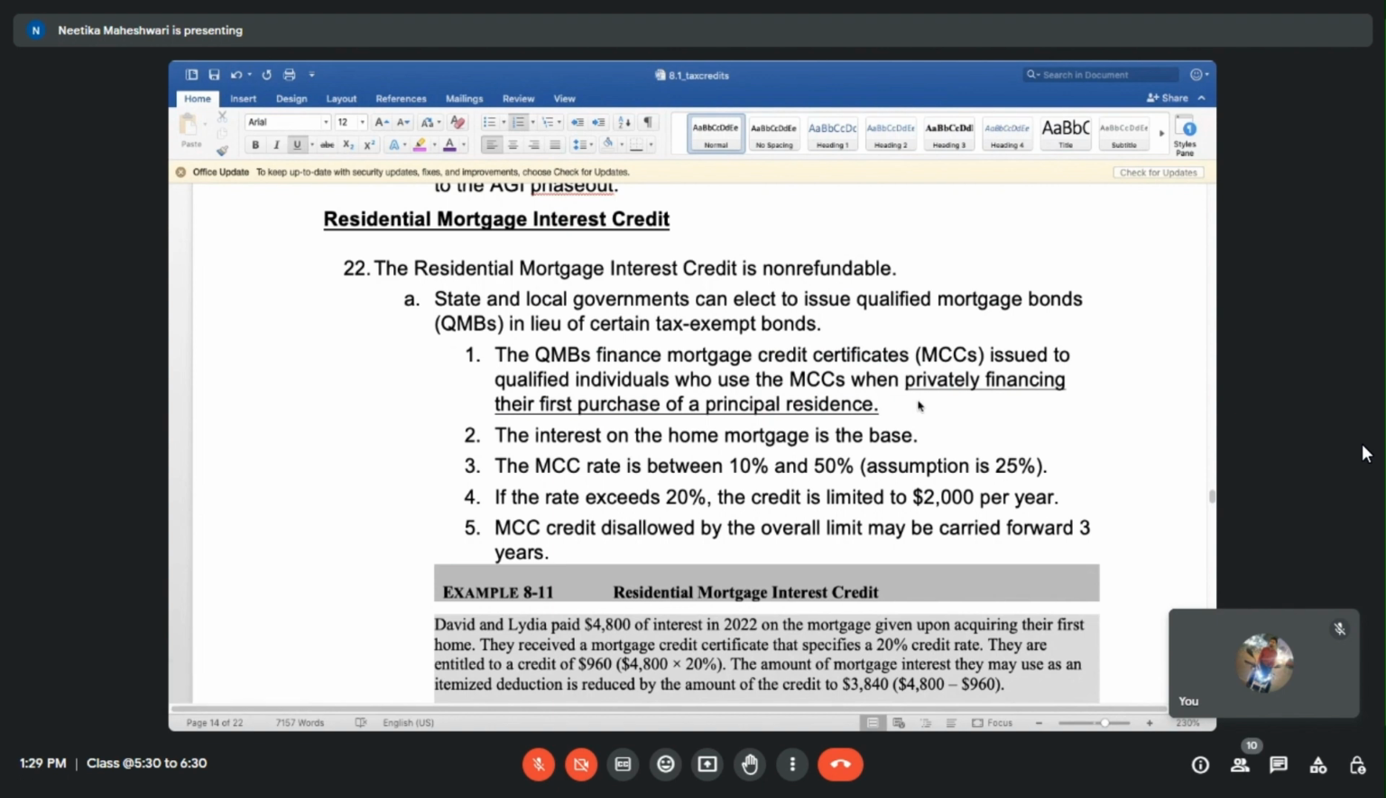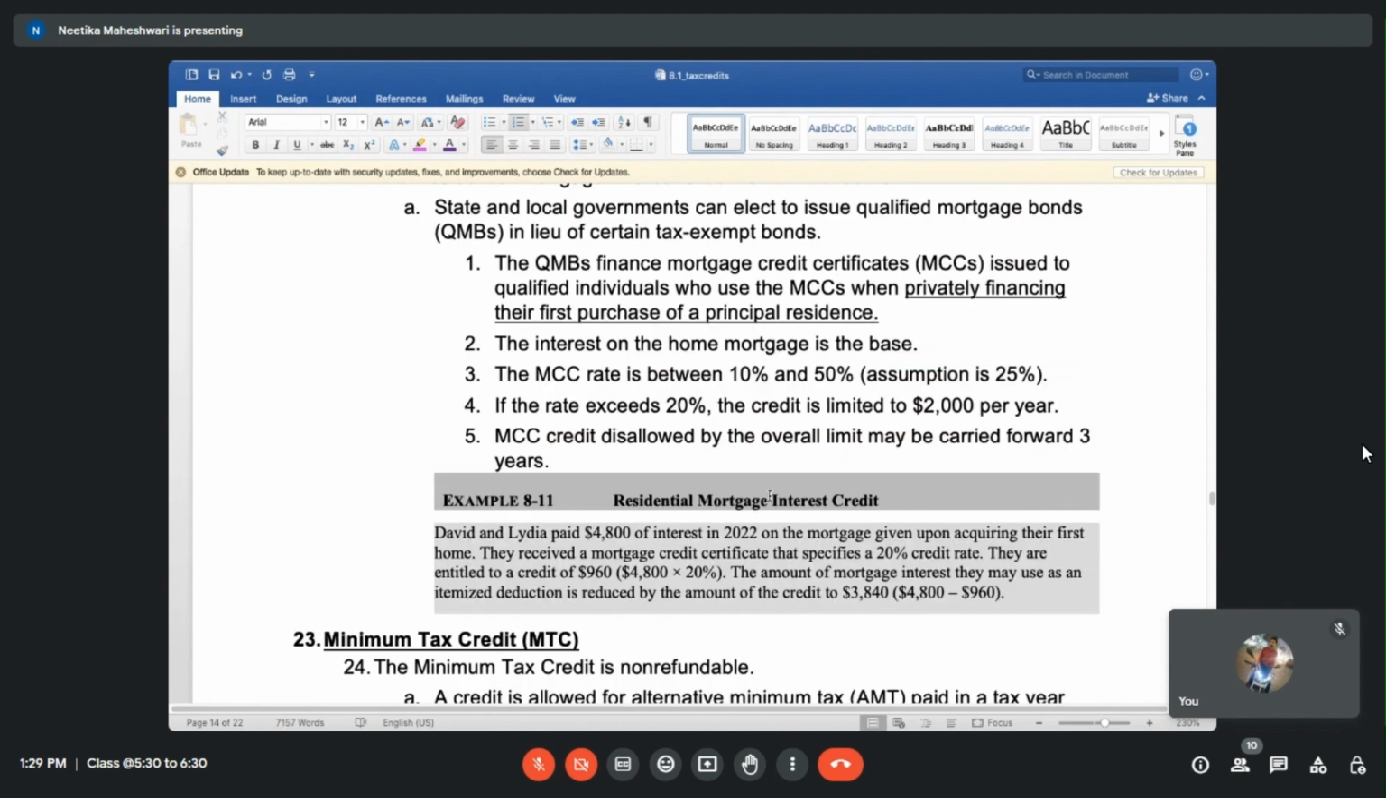So, but that happens only on the first purchase of a principal residence, because they will not give away this money for free, right? It's just a way of encouraging. But if you are regularly buying and selling your house, that means you don't need help with the first purchase of a principal residence.